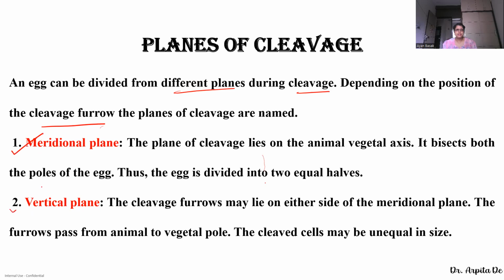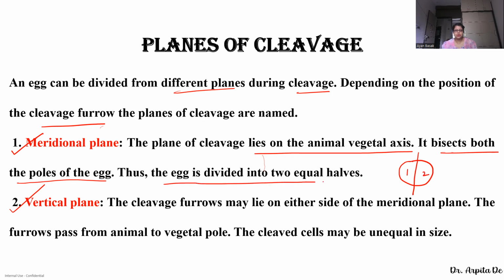First is the meridional plane, second is the vertical plane. In meridional cleavage, the plane of cleavage lies on the animal-vegetal axis. It bisects both the poles of the egg. Thus, the egg is divided into two equal halves. This is your egg: first half, second half.